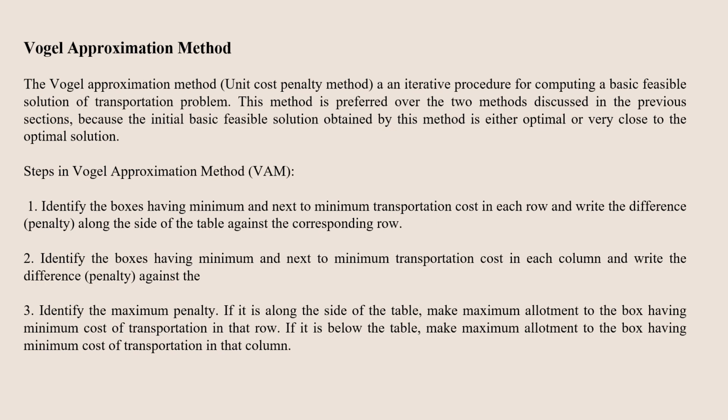What is the third step? We have to identify the maximum penalty. If it is along the side of the table, we have to make the maximum allotment to the box having the minimum cost of transportation in that row, and if it is below the table, we have to make the maximum allotment to the box having the minimum cost of transportation in that column.